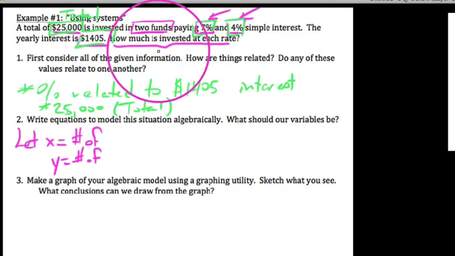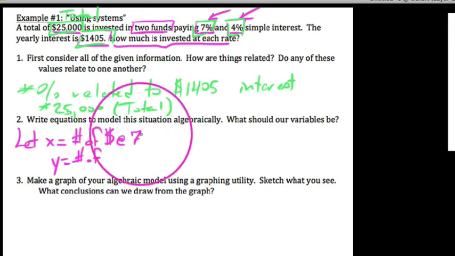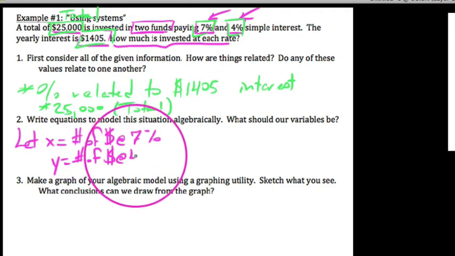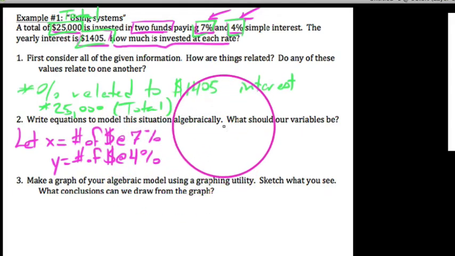What should our variables be? You always read near the last sentence, where it'll ask you what you're looking for. So we say, how much is invested at each rate? And how many rates were there? There were two rates. So we say number of dollars at 7%, because I reported that first up front. Not that you have to use a particular order here, but these are our variables right here.